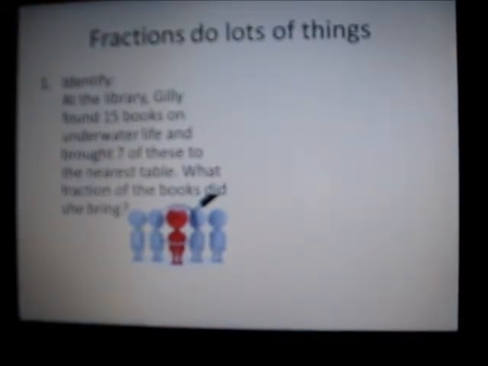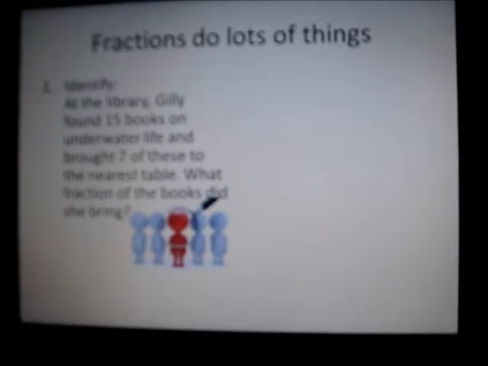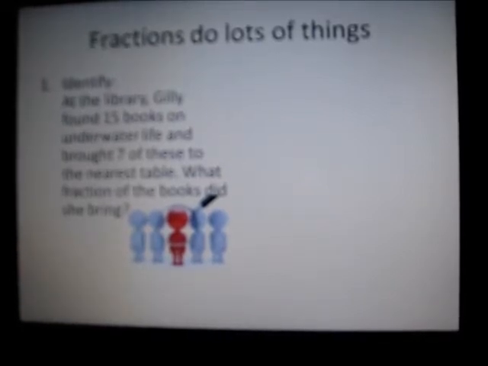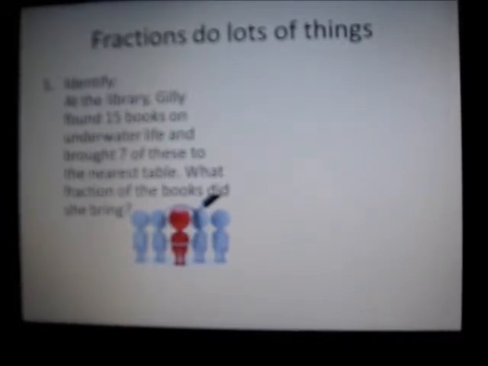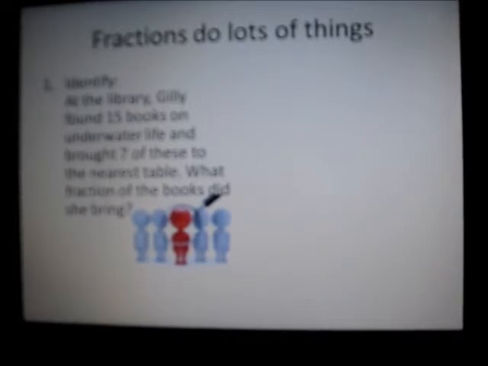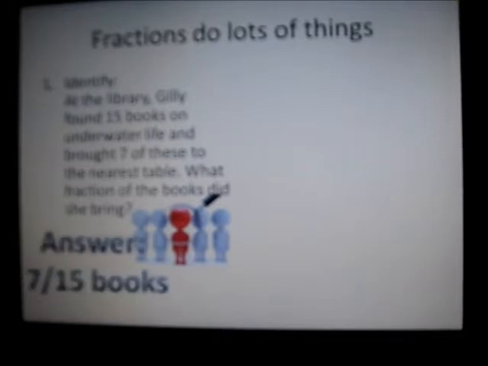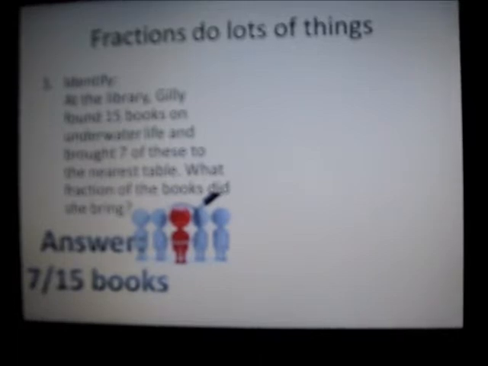Number 1. Identify. At the library, Gilly found 15 books on underwater life and brought 7 of these to the nearest table. What fraction of these books did she bring? Ready for your answer? Gilly brought 7/15 of the books to the nearest table.